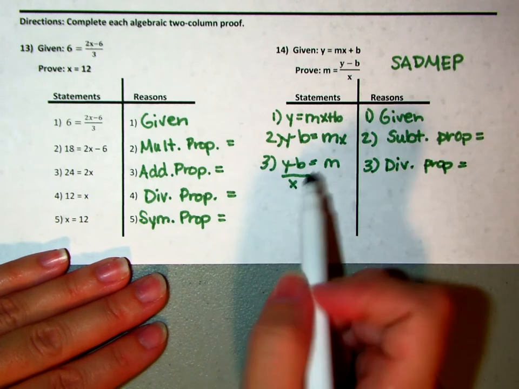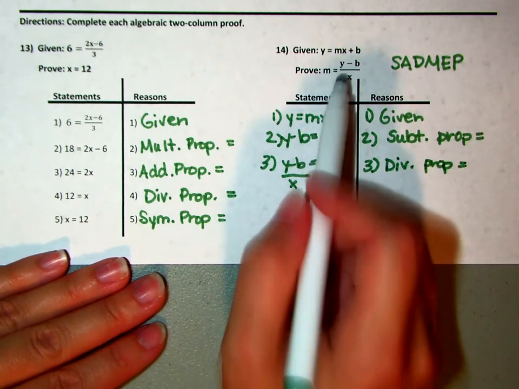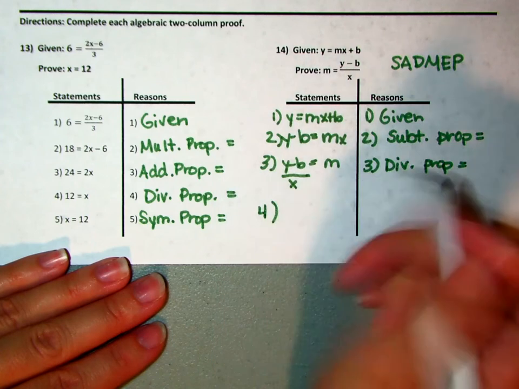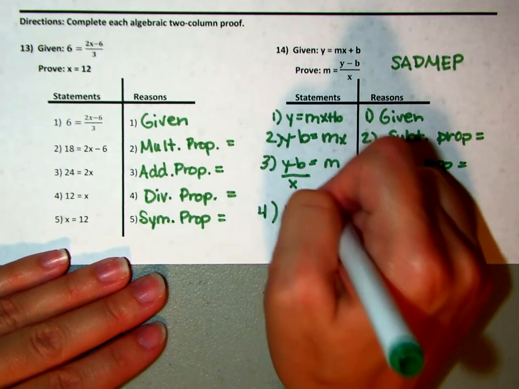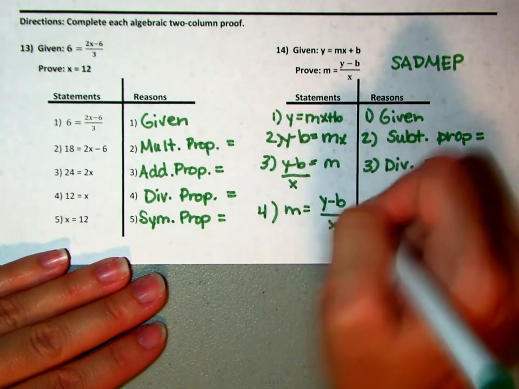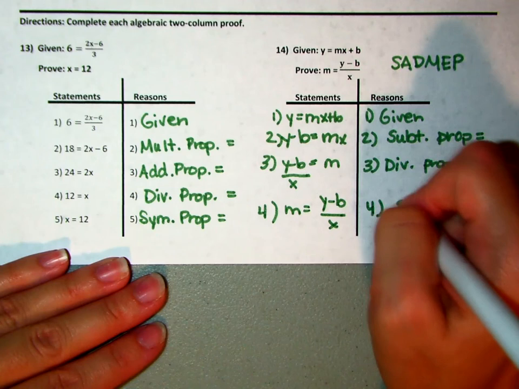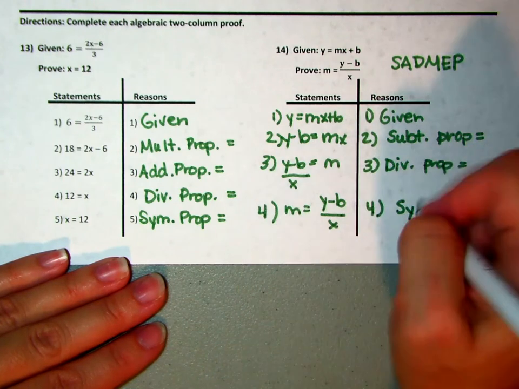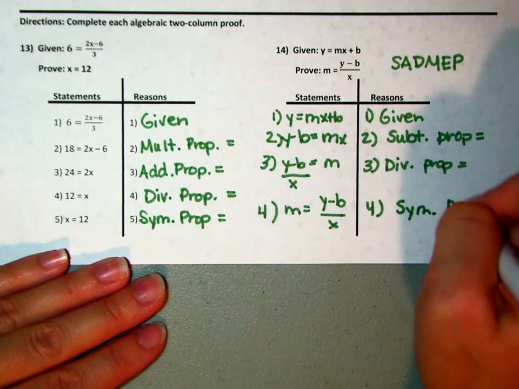The last thing that we see is that our proof statement is not exactly the same, so we do need to flip it. So m is equal to y minus b over x. When you flip a statement like that, that is equal to two different things, again, that's the symmetric property of equality.